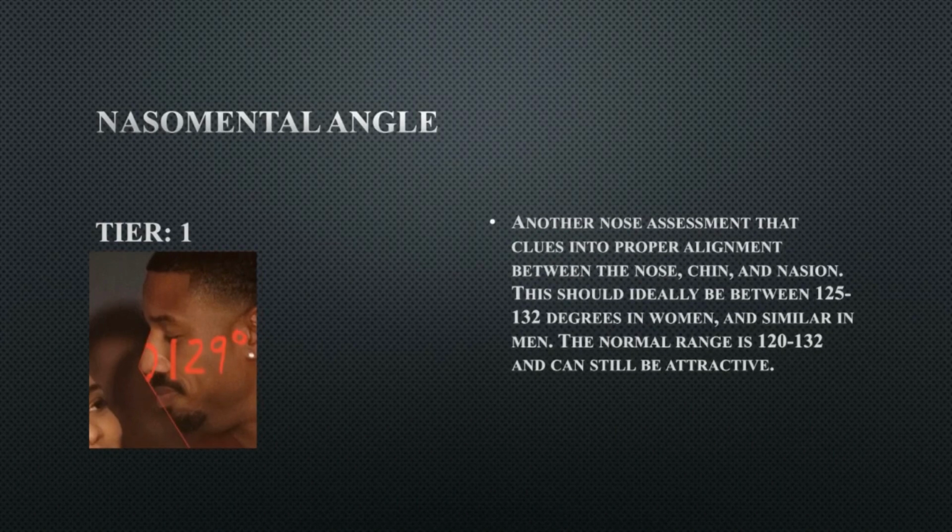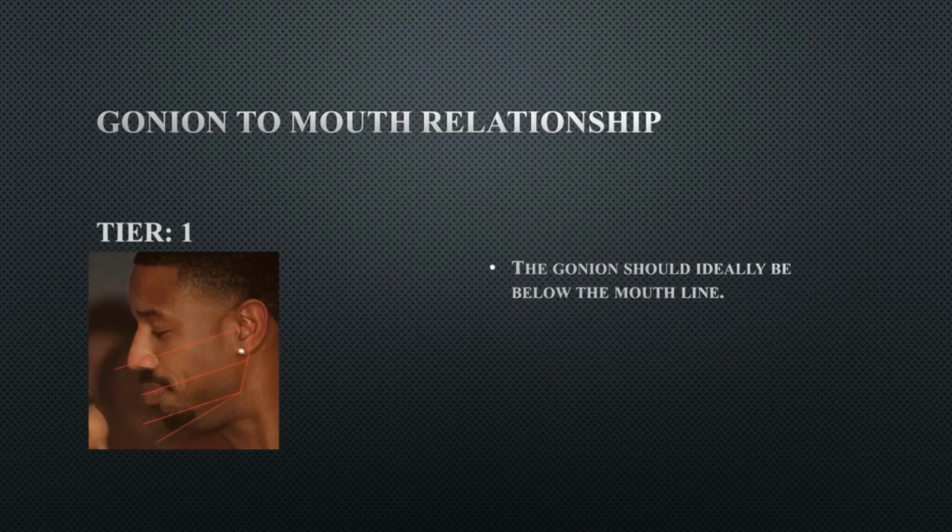Now his nasal mental angle is a tier 1, and this is also taking into effect the facial convexity of the face, also including the nasal bridge, which includes the chin as well, and this is at 129 degrees, and this is perfect. This is within the middle of the distribution. Now his gonion to mouth relationship is a tier 1, which means that he has good alignment with the jaw, and he does have a long ramus for his face too, so this is good.